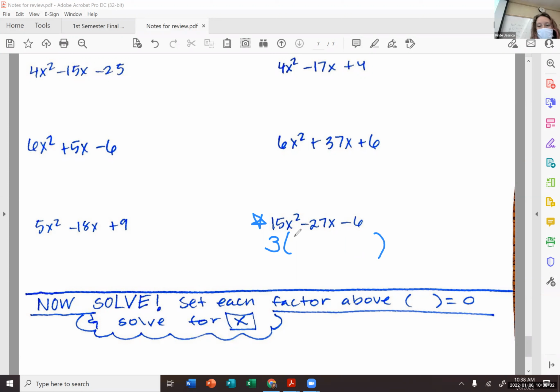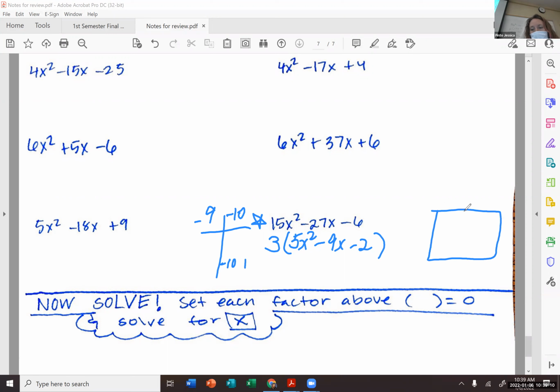So now I've got 5x to the second power minus 3 times 9, and then minus 2. Agree? Okay, so now we can make our T-chart and make the box. So I'm going to have -9 here, 5 and 2, -10 here. I know the numbers. What are the numbers? -10 and 1. So now when I go to make my box, it will be all good in the hood.